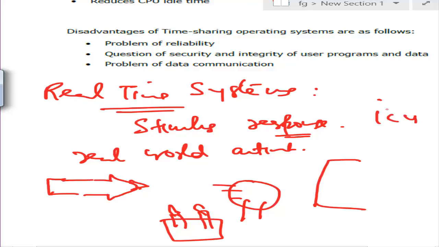Or in an ICU, where the patient is on a bed and we are monitoring the heartbeat, blood pressure, and a lot more things. If something goes down, we have to, say, switch on the ventilator or something else. So we must not miss any event, and we have to finish the job within a time schedule and without fail.